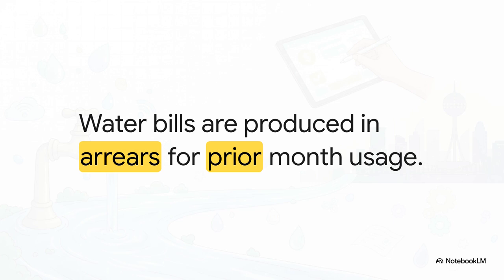But before we start automating things, it's essential to understand what you're actually paying for. When you look at your digital bill, it's super helpful to remember that water bills are typically produced in arrears. Simply put, this means you are being billed for the gallons of water you consumed during the prior month. Understanding this billing cycle helps you anticipate costs, which is especially handy after a month of heavy water usage, like watering a summer garden or filling up a swimming pool.